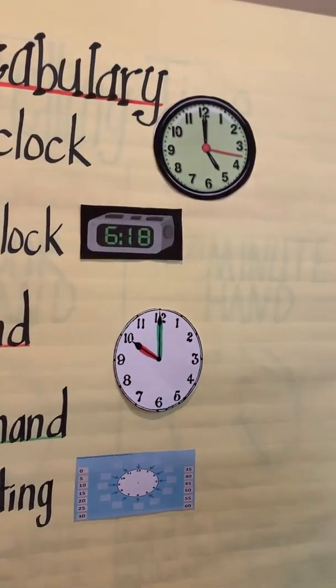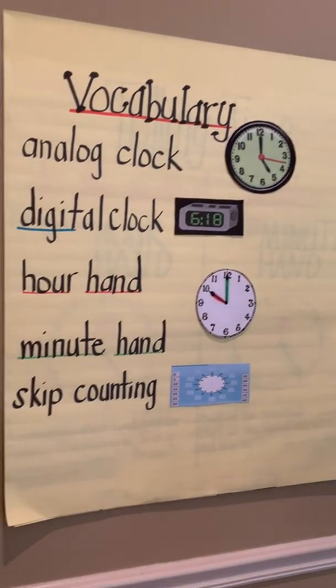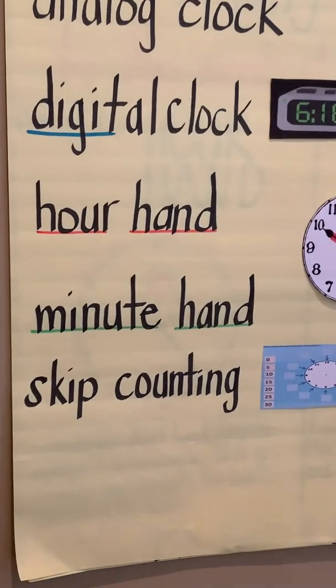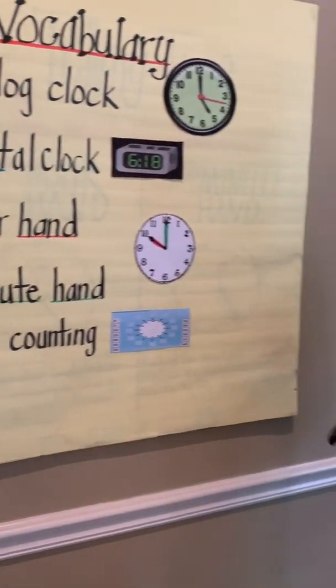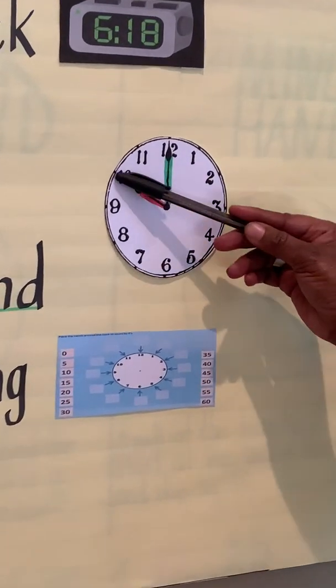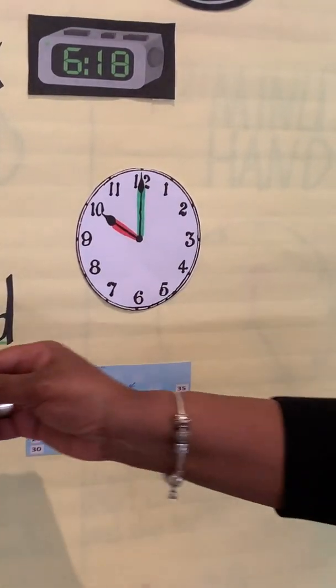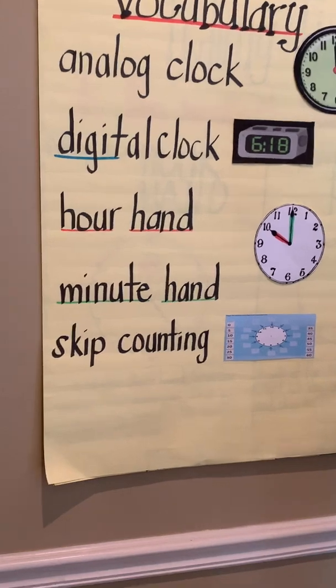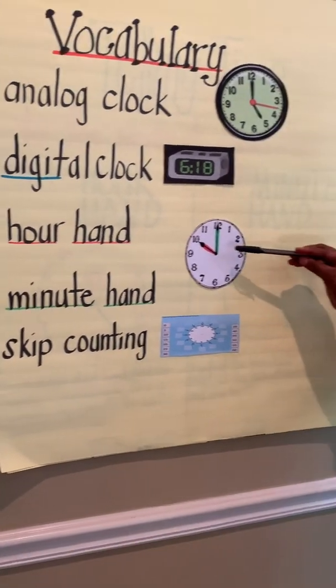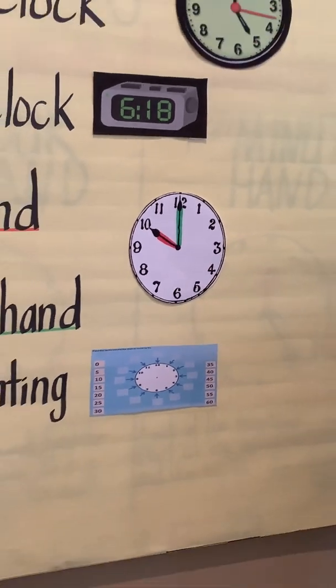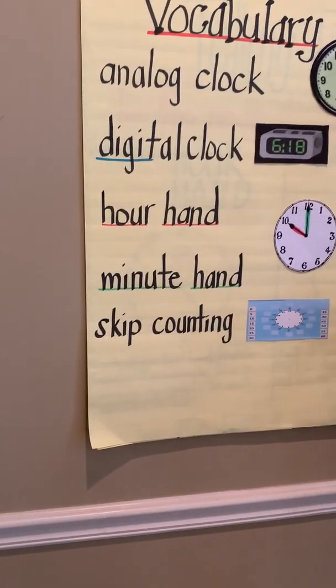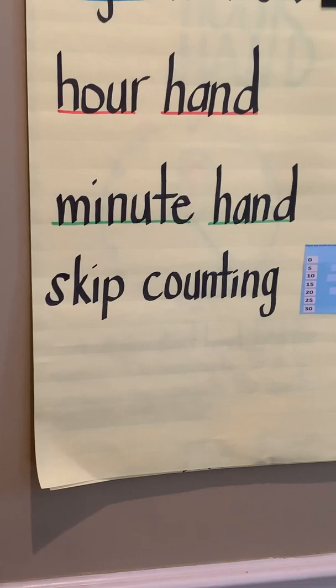Okay, so let's continue. Our next vocabulary word is hour hand. And on our example, we have an hour hand, which is the short hand. The next word is minute hand. And this is our minute hand, the long hand. And the last word that we have is skip counting.